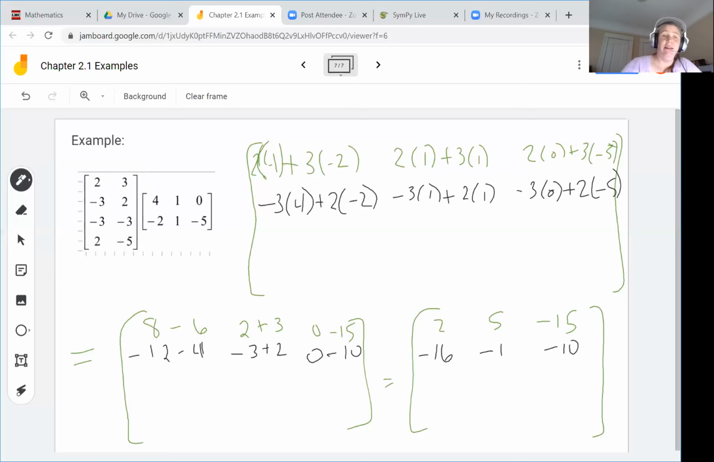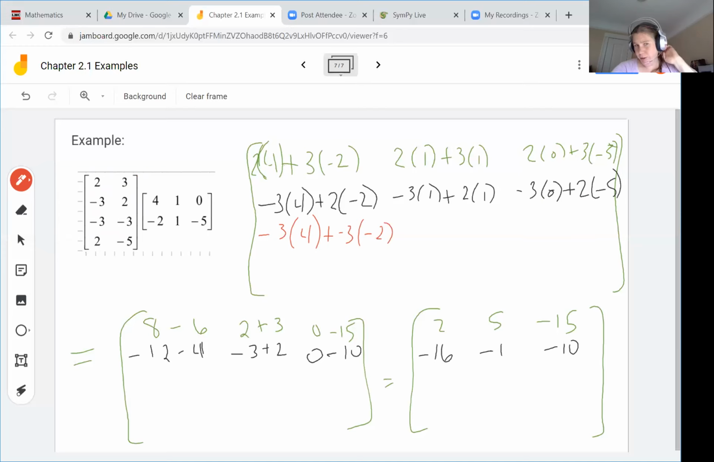All right, halfway done. So let's switch colors. I'll do red now. And so now we're going to work with the -3 row. We're going to have -3 times 4 plus -3 times -2.